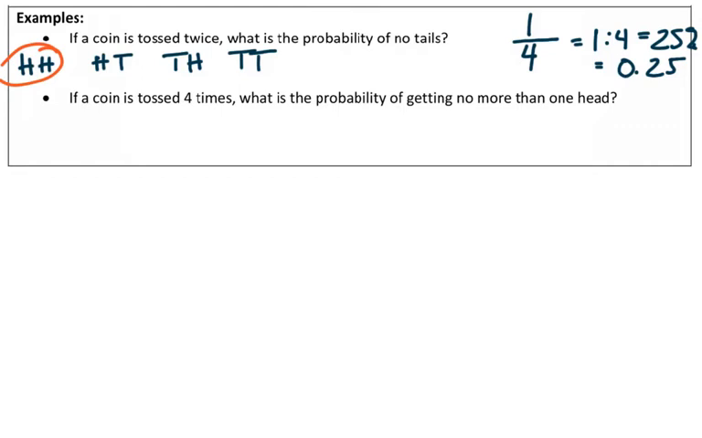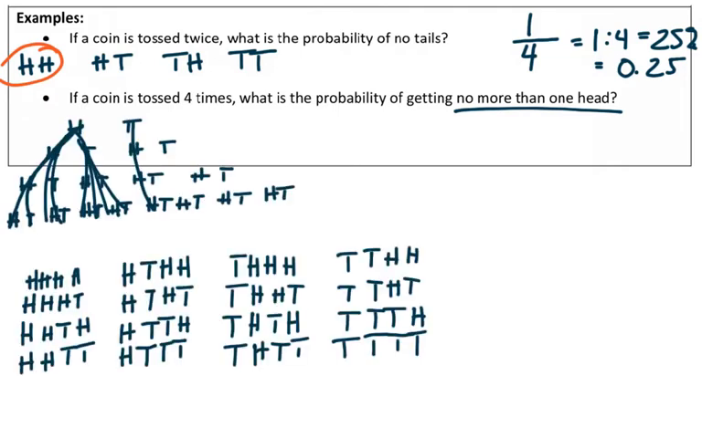If a coin is tossed 4 times, what is the probability of getting no more than 1 head? Okay, so the first thing you have to do is find what are the possible outcomes. So pause the video and try that in 1, 2, 3. Alright, so here's my little tree. I got that there are 16 possible outcomes.